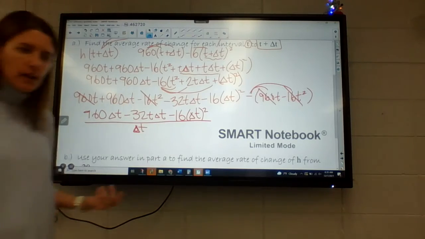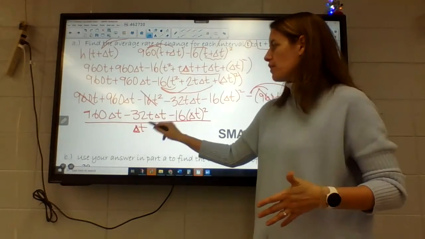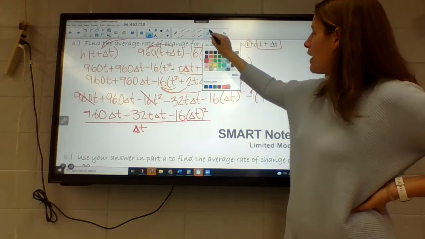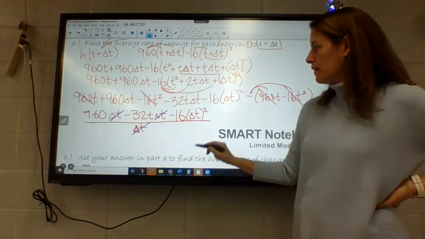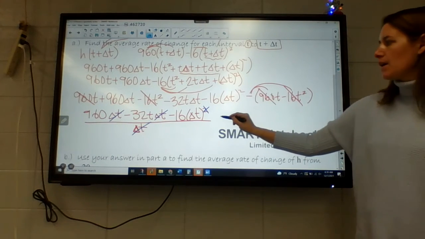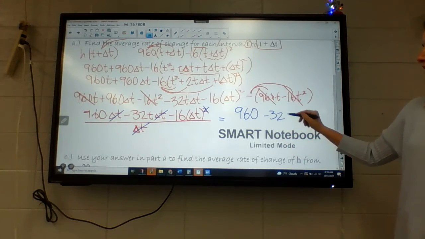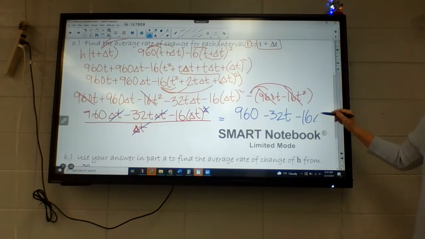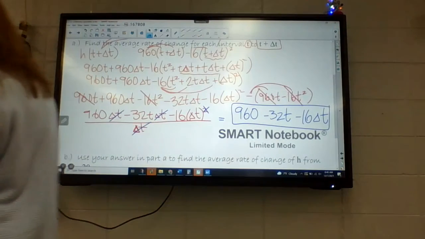What happens here is, since those are all being divided by delta t, we can cancel one of the delta t's out of all of those. So looking at this, it would cancel here, and it would cancel here, and it would cancel one of those because there's double them. So the final product of this is 960 minus 32t minus 16 delta t. So after all that, that's what we end up with. Sorry, I should have left a lot more room. You guys are my guinea pigs, I apologize.